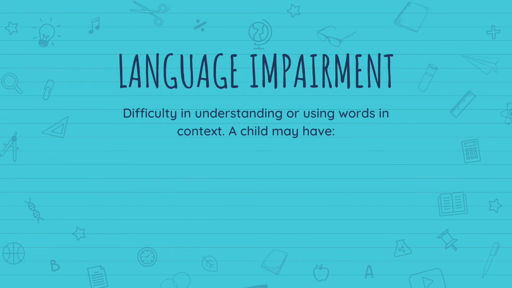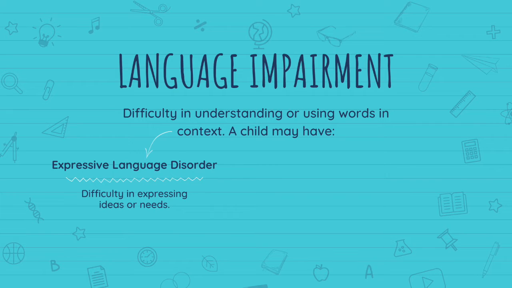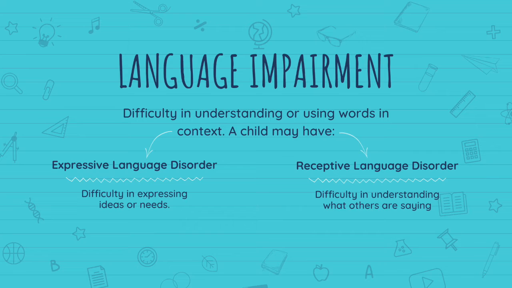Then, a language impairment is a difficulty in understanding or using words in context. A child may have an expressive language disorder, which is where the child has difficulty in expressing ideas or needs, or a receptive language disorder, which is difficulty in understanding what others are saying. Or they may have a mixed language disorder, which is a combination of both an expressive and a receptive language disorder.